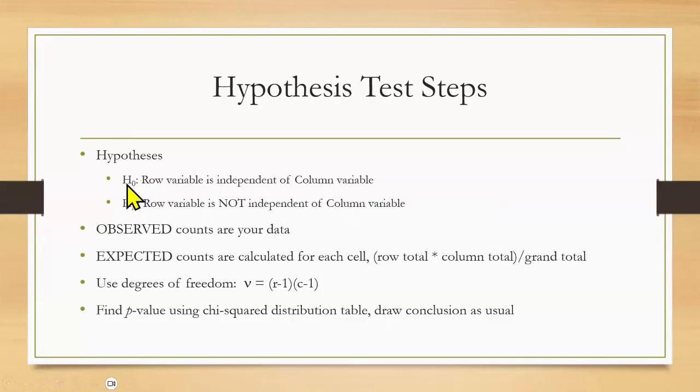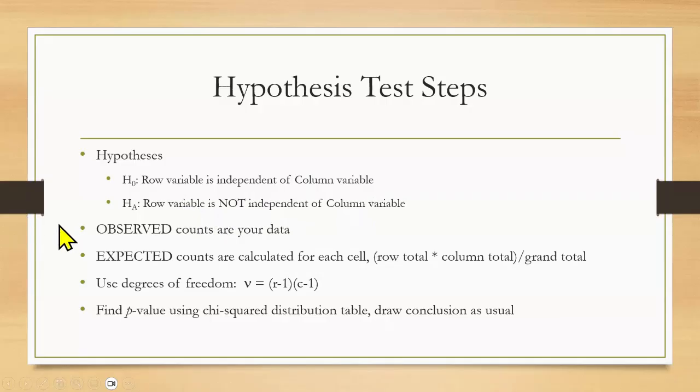Now you, the thinking scientist, need to substitute in the name of that row variable and the name of the column variable. And then the alternate hypothesis is the row variable is not independent of the column variable. So if we can reject our null hypothesis, they are independent, then we can accept our alternate. Ooh, they're not independent. These two variables have some relationship between them.